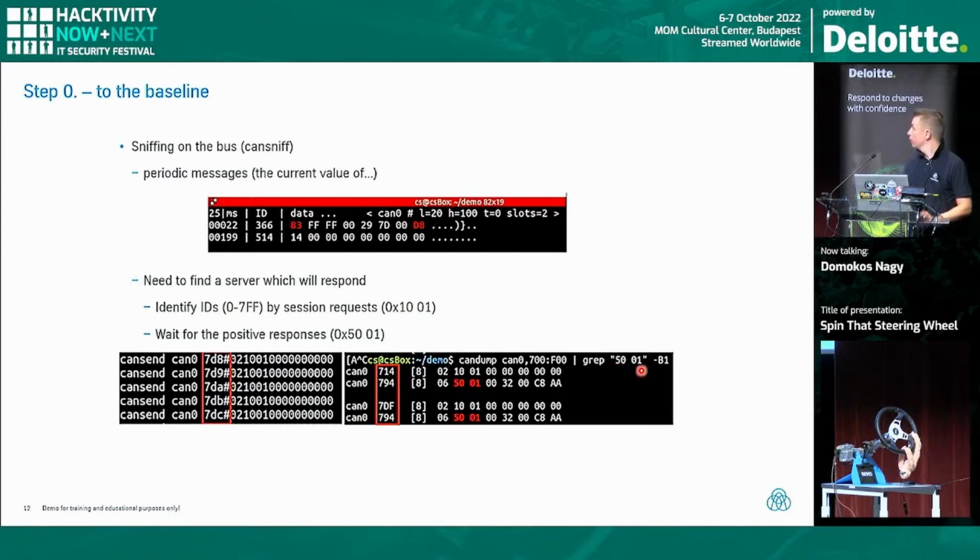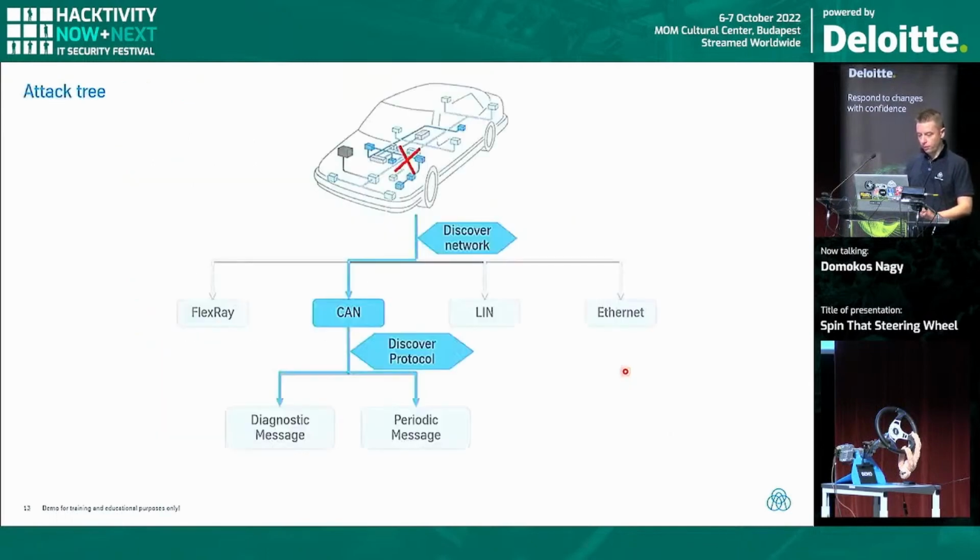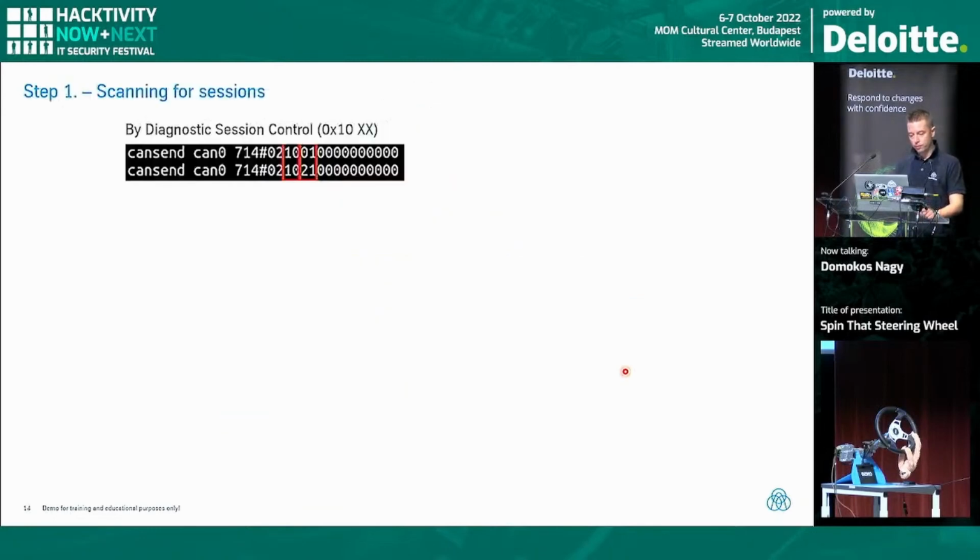Okay, so I used the filter for only the positive responses for the default session change. And there are only two. So we have CAN IDs where we can send messages, and then we know which CAN ID will get back some response. That's good. That was the first step we needed. So we have CAN IDs, and now we know that we need to go for the UDS messages.